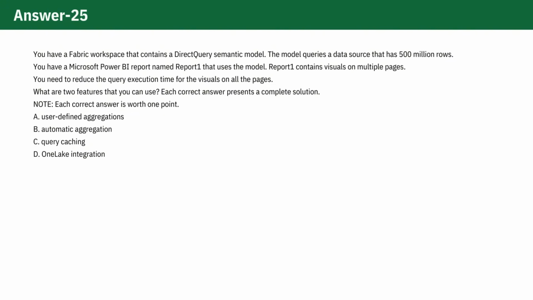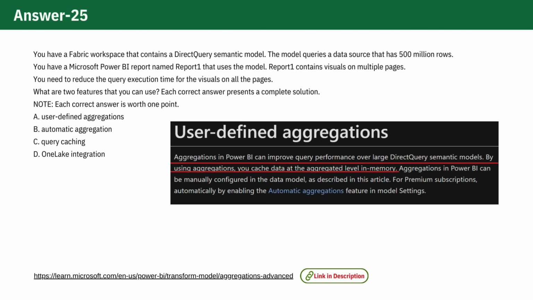User-defined aggregations. User-defined aggregations allow you to pre-aggregate data at different levels of granularity. By doing so, Power BI can query the pre-aggregated data rather than the raw data, significantly reducing query times and improving performance. According to the documentation, aggregations in Power BI can improve query performance over large direct query semantic models. By using aggregations, you cache data at the aggregated level in memory. Thus, it is the correct answer.